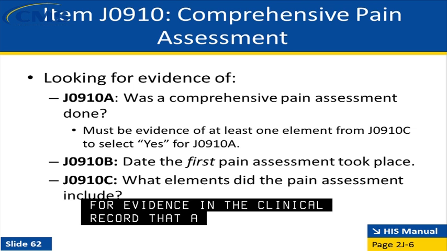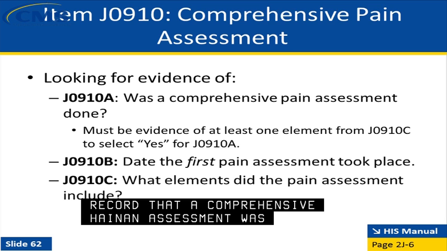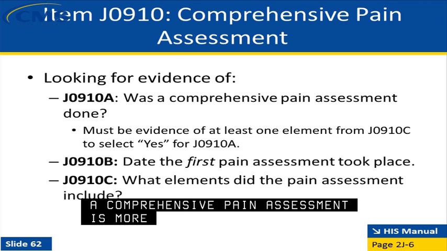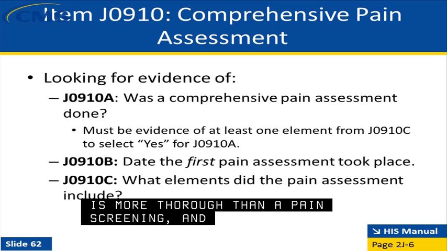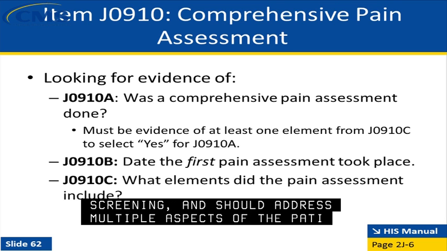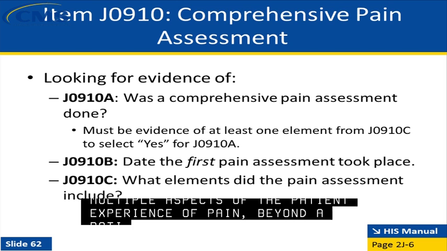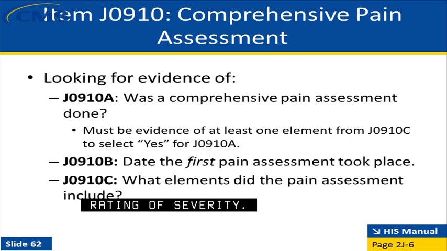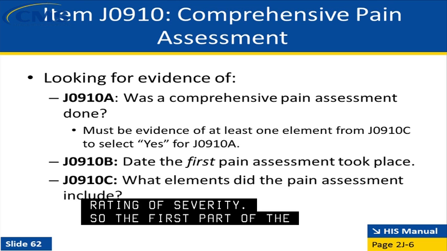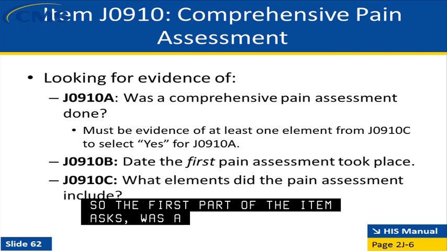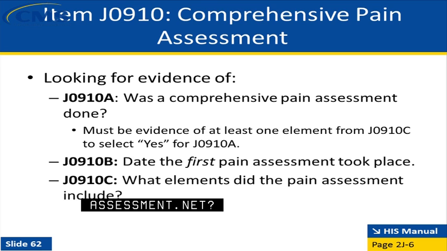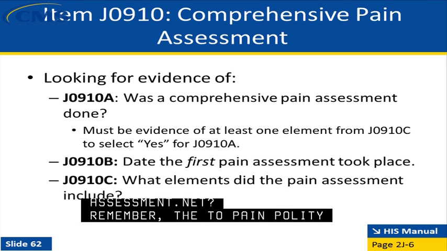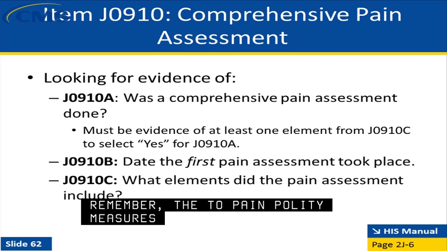A comprehensive pain assessment is more thorough than a pain screening and should address multiple aspects of the patient's experience of pain beyond just a rating of severity. So the first part of this item, J0910A, asks, was a comprehensive pain assessment done? And remember here that the two pain quality measures, NQF number 1634 and NQF number 1637, are paired measures.